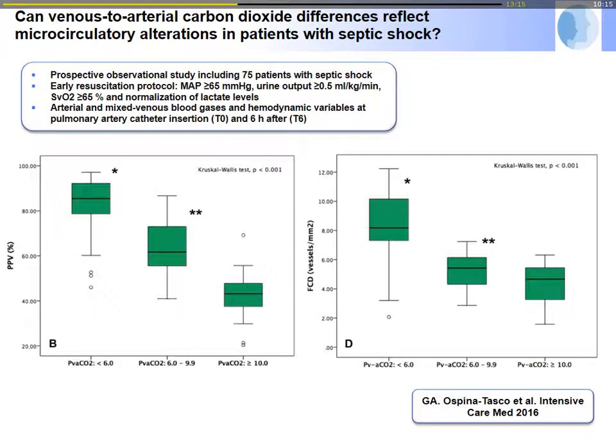What about the CO2? The CO2 could be very useful because it's easy to use, and Massimo talked about this. In this study, a prospective observational study in septic patients, after goal-directed therapy, they looked at arterial and mixed venous blood gases, and they looked at the sublingual microcirculation. And you can see that there is a nice correlation between the CO2 gap and the alteration of microcirculation.